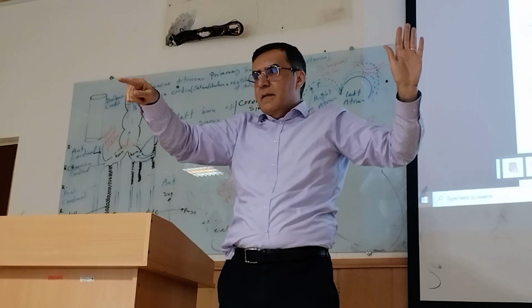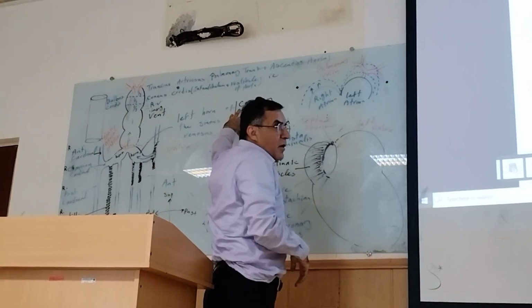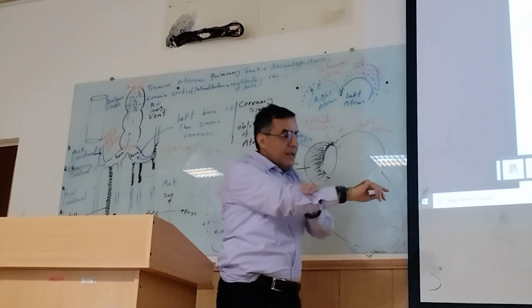the pulmonary veins, because the left horn becomes smaller. Is it clear?